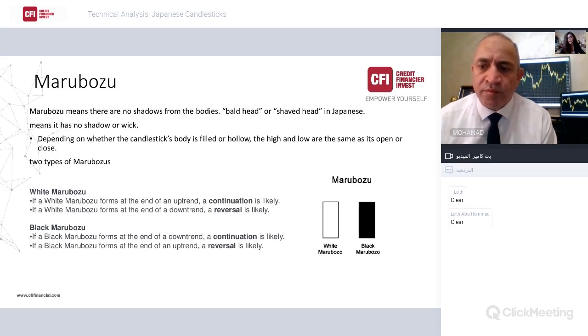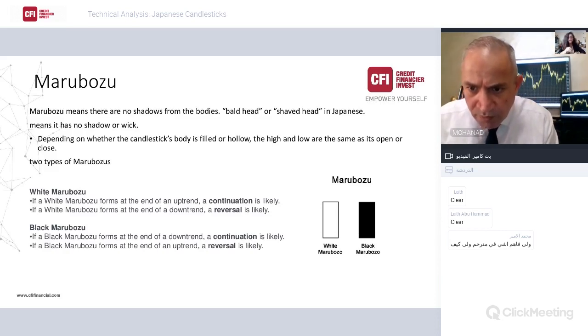While in the black candle, as you can see, the close price is below the open. At the same time, the close is equal to the low. So filling hollow or filling a big dark color, it's either an uptrend or a downward trend. Now, if it was a white Marubozu candle, and this white candle comes at the end of an uptrend, it means that the trend will continue. Now, I have to say something.